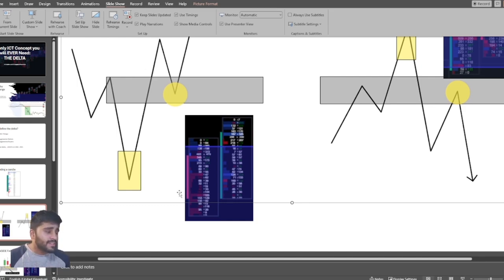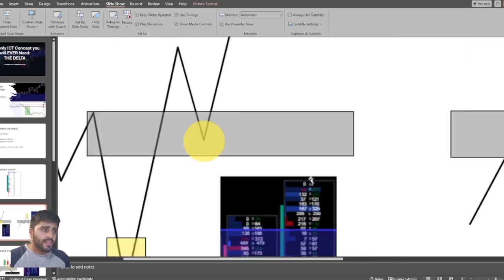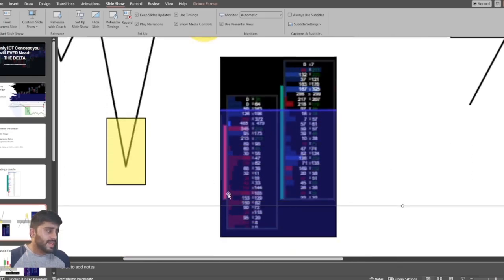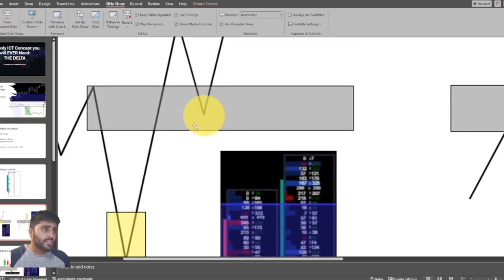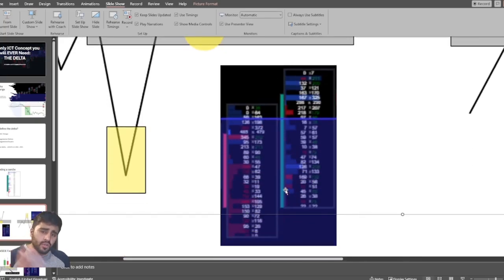So this negative delta over here, right? If I zoom in a little bit more, this is negative delta, and we see a rejection higher. So when we see a negative delta and a rejection higher, this shows us that aggressive sellers have failed. Passive buyers are therefore present. Buyers are in control of the price.